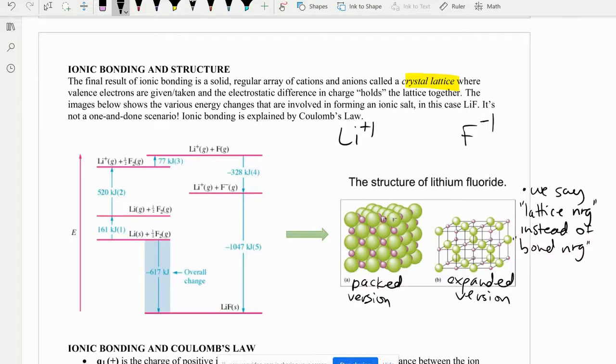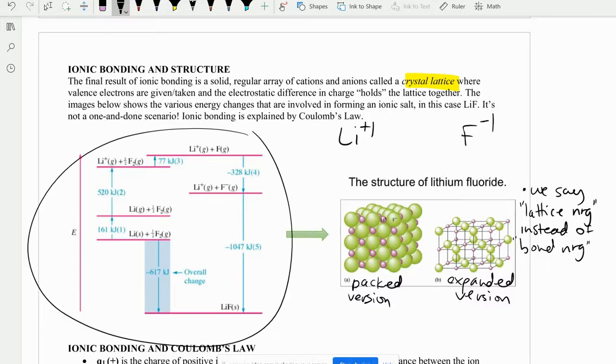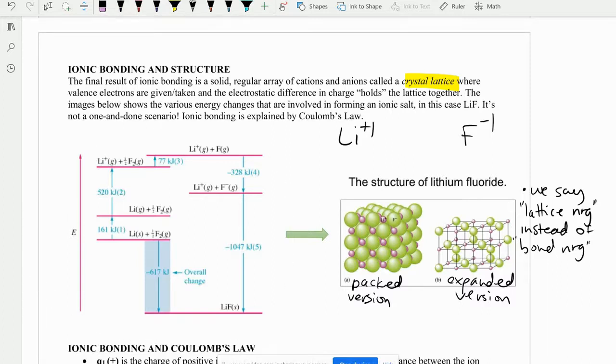Now, before we move on, let's take a look at the image over here on the left. I just circled it. It looks a little confusing, but these essentially are the various steps that lithium and fluorine will undergo to ultimately form their lattice structure. You can clearly see that this process is not a one and done scenario. In fact, it involves many different exchanges of energy and conversions of elements into different states. Notice, however, that in the very last step, the energy value is negative.